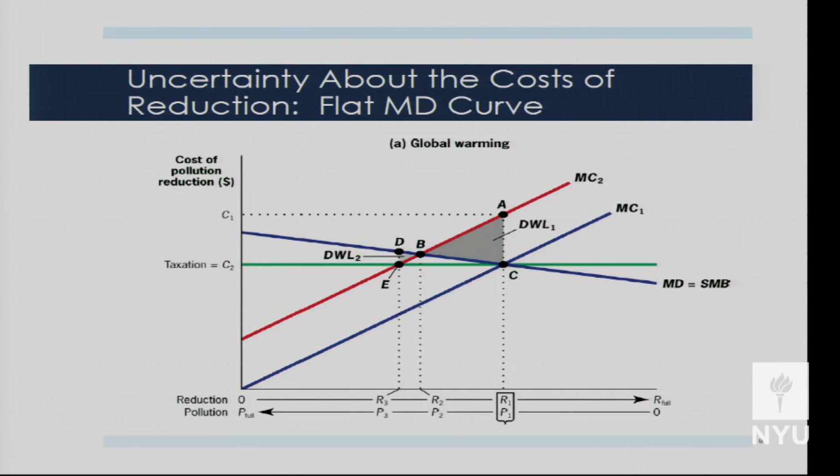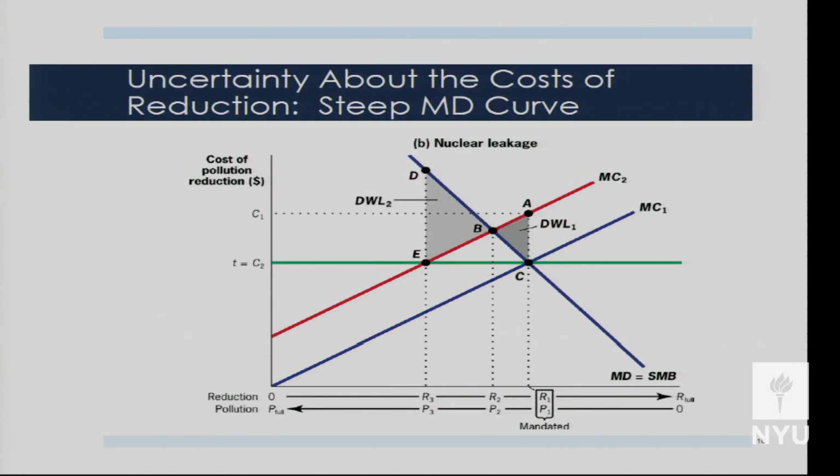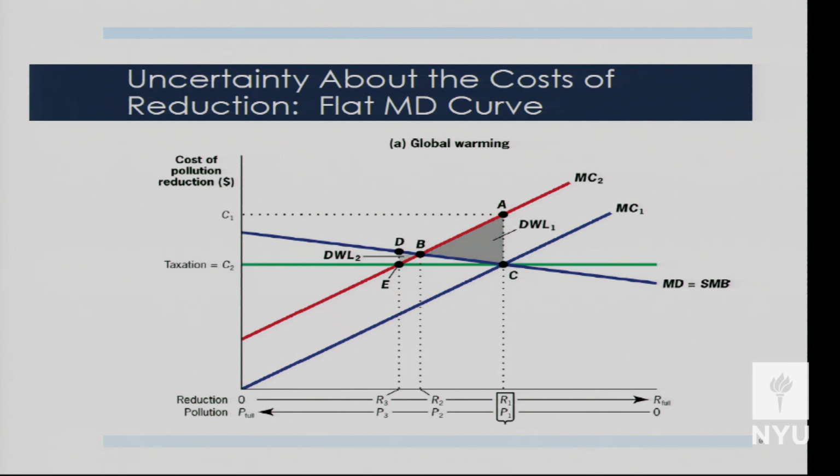We're going to talk about two cases. One where the marginal damage function is really flat like this, one where it's really steep like this. Notice that the difference between MC1 and MC2 is the same in these two models. They have the same slope. Okay, so let's start here. Let's start with the blue lines. The marginal damage function is certain, it's just very flat.